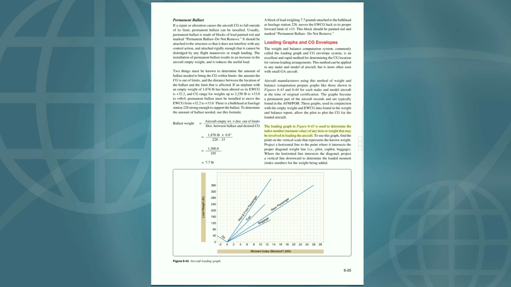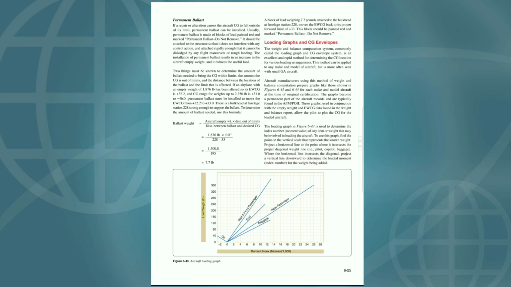The loading graph in figure 6-43 is used to determine the index number, the moment value, of any item or weight that may be involved in loading the aircraft. To use this graph, find the point on the vertical scale that represents the known weight. Project a horizontal line to the point where it intersects the proper diagonal weight line, that is, pilot, co-pilot, baggage. Where the horizontal line intersects the diagonal, project a vertical line downward to determine the loaded moment index number for the weight being added.